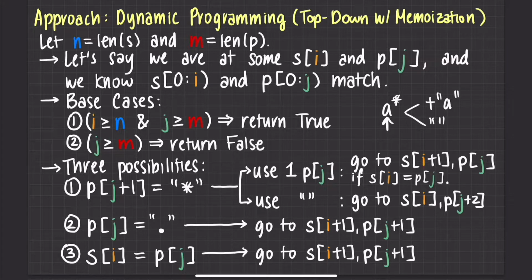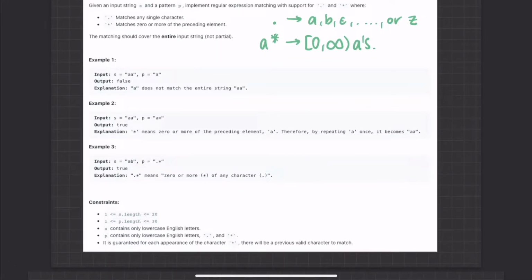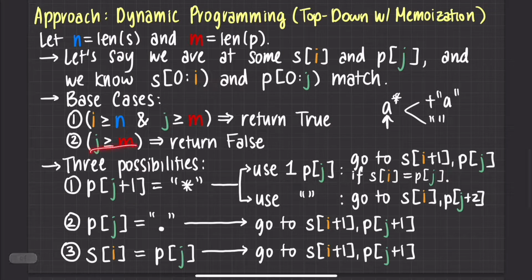But if J is greater than or equal to m and I is not greater than or equal to n, then we return false. And this makes sense because we've reached the end of our pattern, but we still have more strings to match. And in the problem, we are asked not to just match the partial string, but the entire input string. So if this case ever happens, we definitely return false. And now you might be thinking, hold on, wait a minute, but can't you say the same about I is greater than or equal to n?